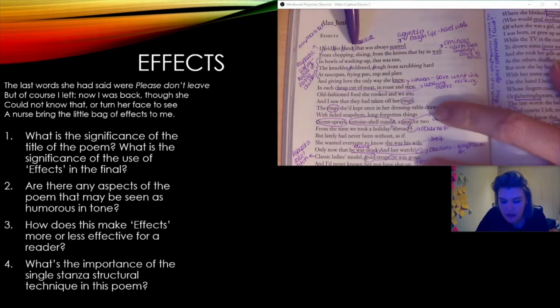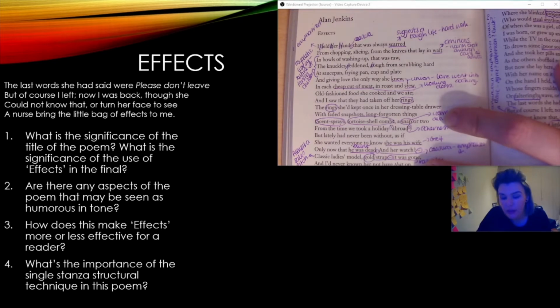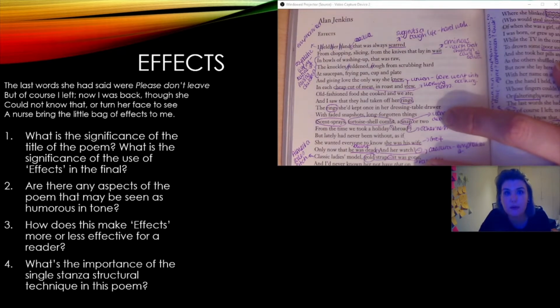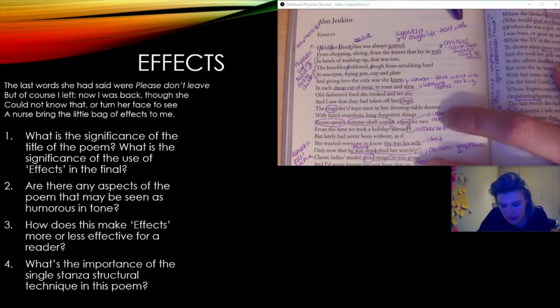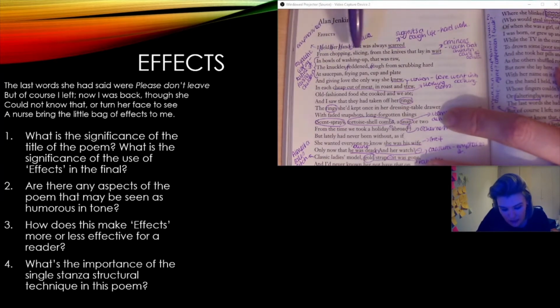However, this caesura then gives us an idea of separation, and we focus in onto the hand then of this person who we come to realise as we read through is the poet's mother. "Was always scarred," so suggests maybe a tough life, maybe hard work there as well, which is emphasised as we go through this long list of activities that link to his mother's hands, why they are scarred in this way, why they're quite rough, "from chopping, slicing, and from the knives that lay in wait."